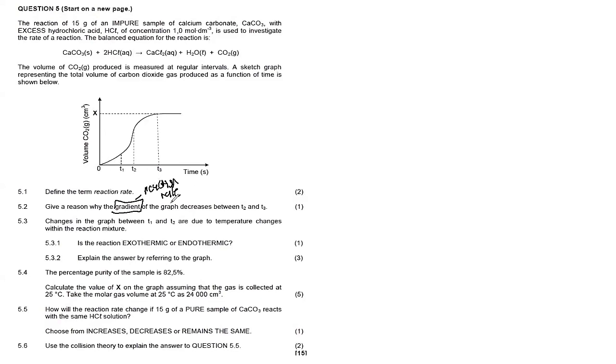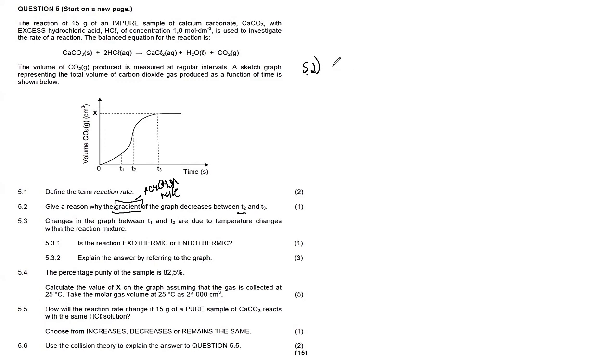Then we just want to check what's going on between T2 and T3. If you check between T2 and T3, we can see the graph smoothen out here. We can see that it is becoming smooth here between T2 and T3, which would obviously indicate that our gradient is decreasing, as they're saying, give a reason why the gradient of the graph decreases between T2 and T3. So now we are mainly looking for the reason why it is decreasing.